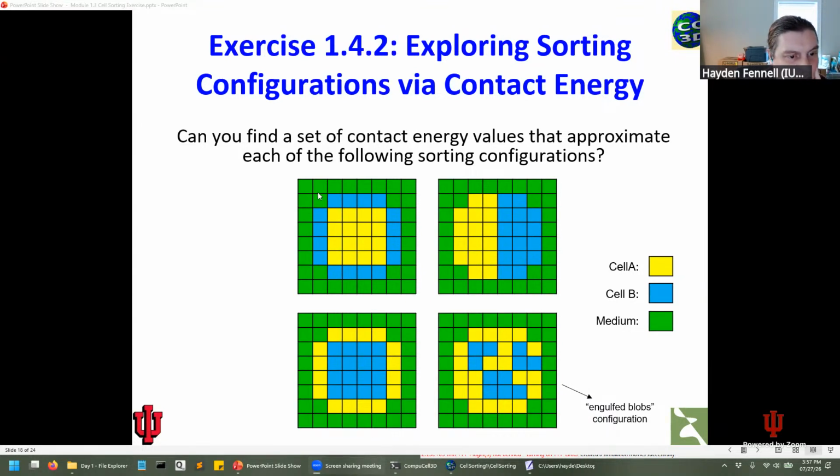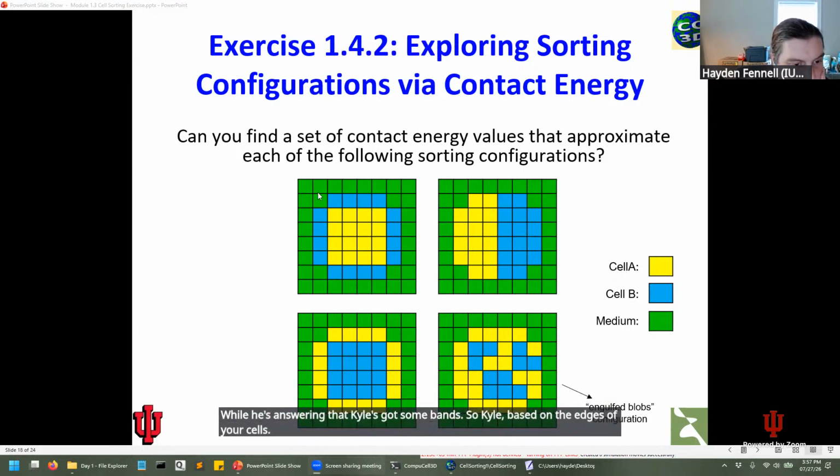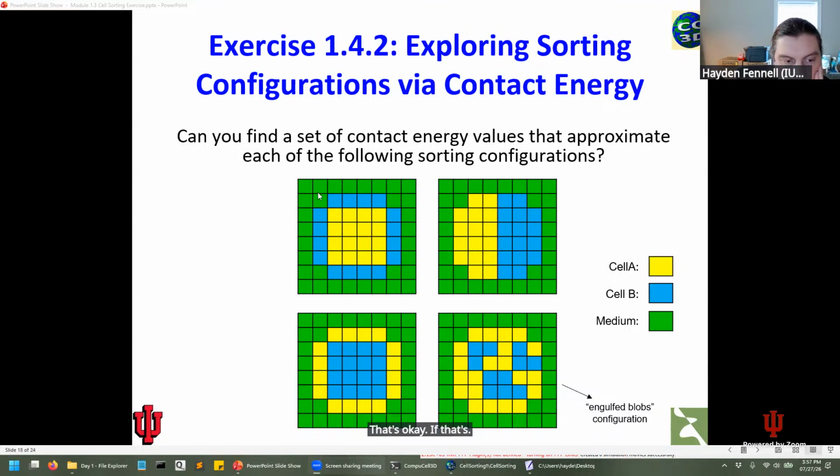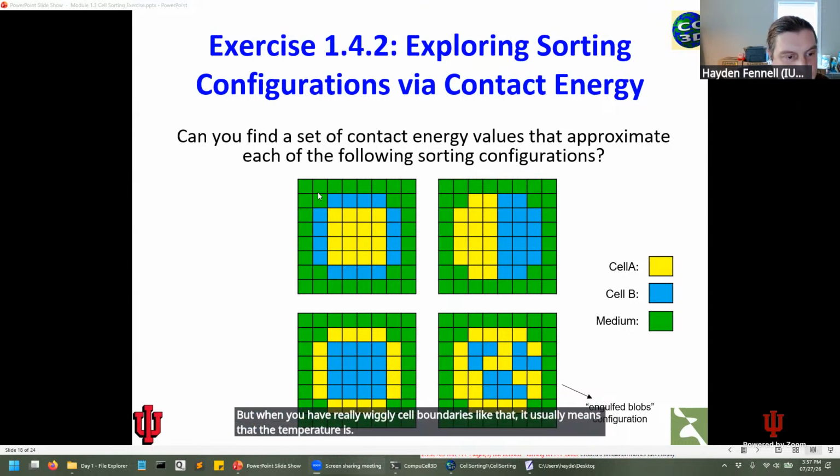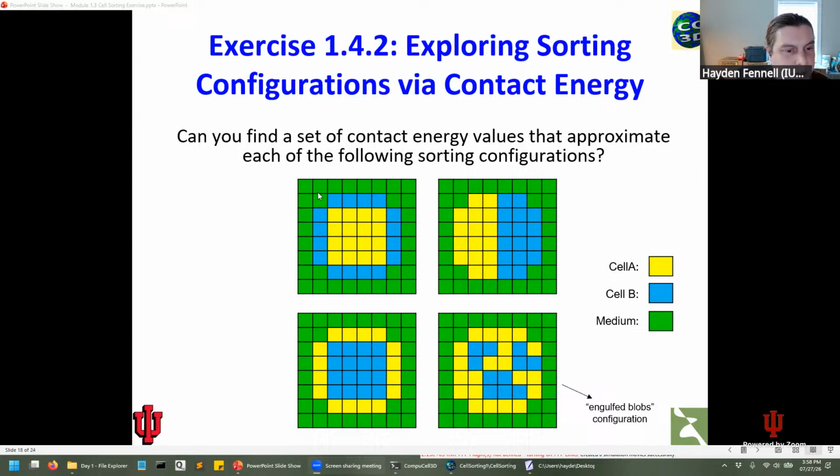While he's answering that, Kyle's got some bands. So Kyle, based on the edges of your cells, it looks like your temperature value might be a little high. That's okay if that's what you were intending. But when you have really wiggly cell boundaries like that, it usually means that the temperature is very high. And I guess you actually have some edge of simulation stuff happening here.